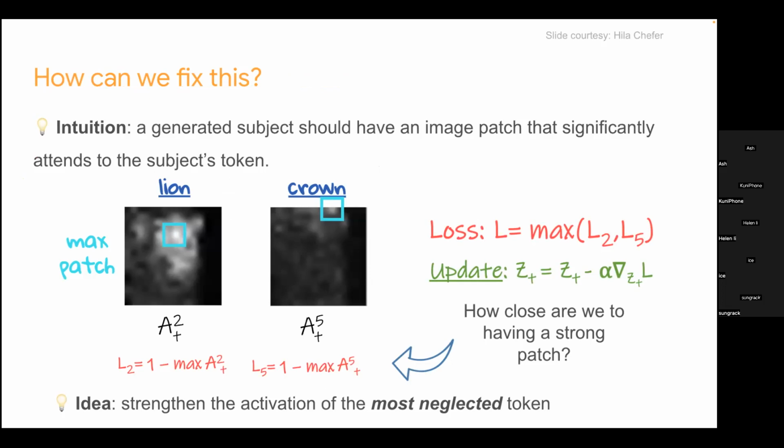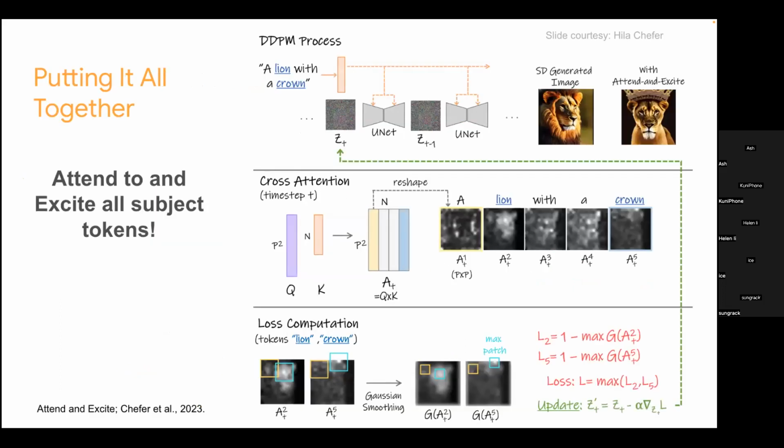So we formulate that into a mini training problem, a mini optimization problem, which can be done using stochastic gradient descent on the fly when you are generating your image, and it does not introduce too much generation latency at the same time. The idea is to maximize the activation maps of the most neglected subject token. And this is how it's put together. We also want to ensure that all the subject tokens are attended to and excited, and none of the subject tokens are neglected.